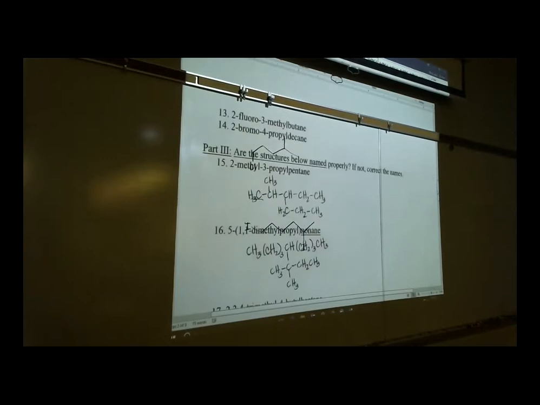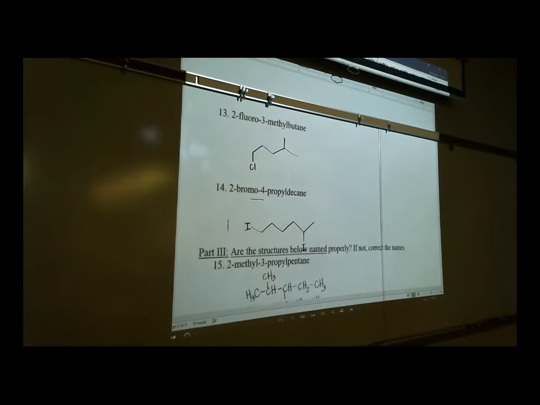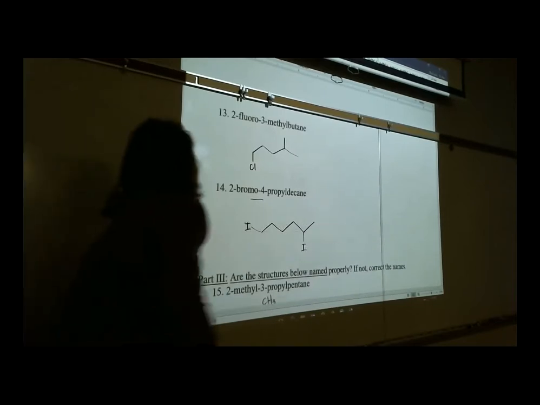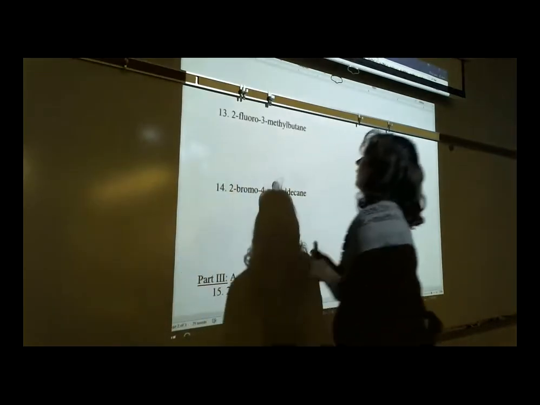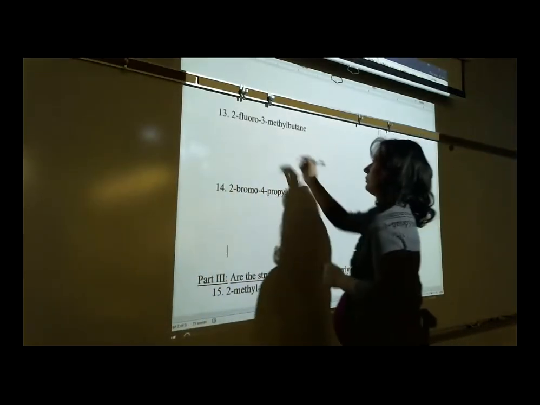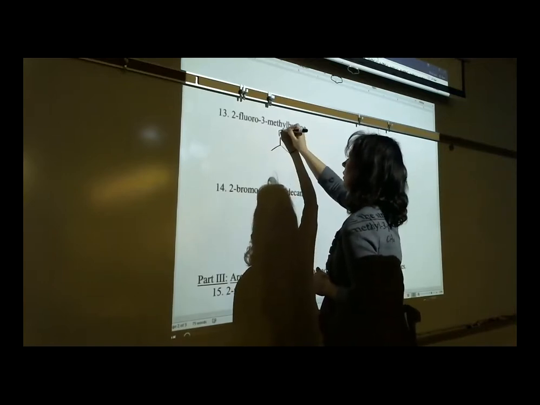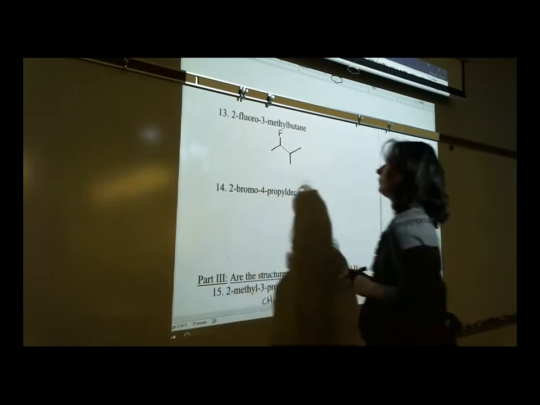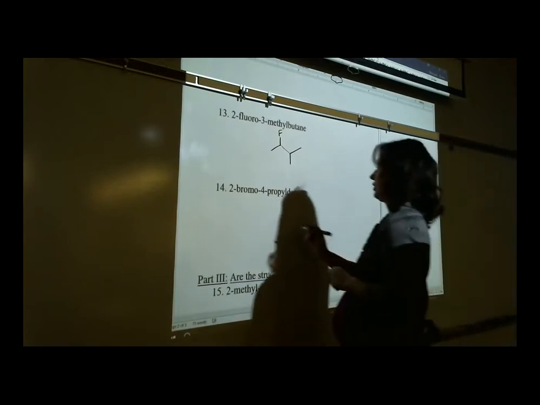All right, let's do 13 and 14. Okay, butane. 1, 2, 3, 4. 2 fluoro. 3 methyl. Do we agree? Yeah. And last one in this section is decane.